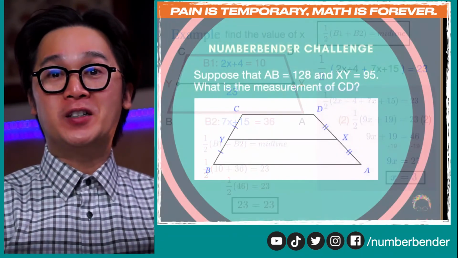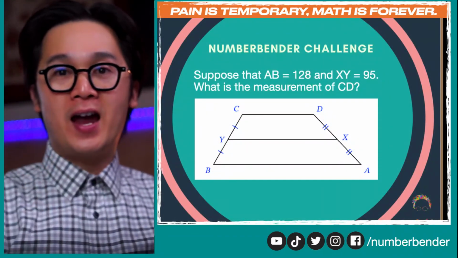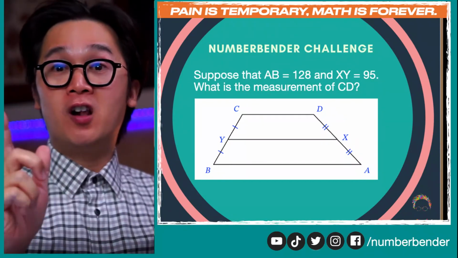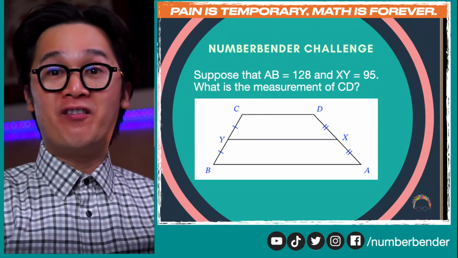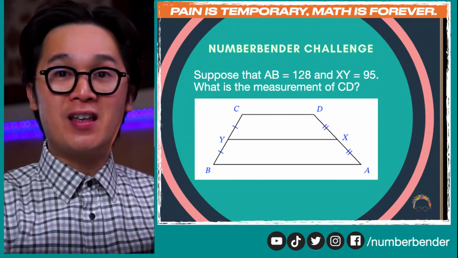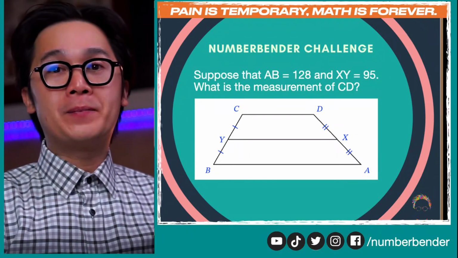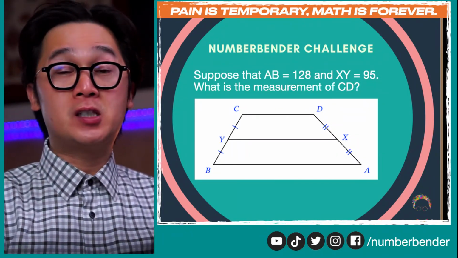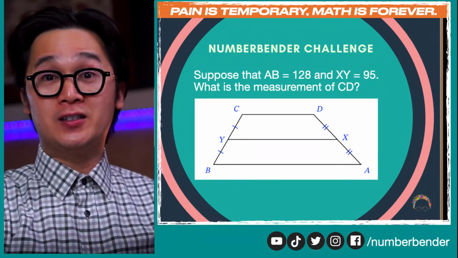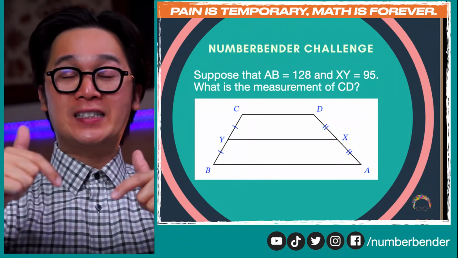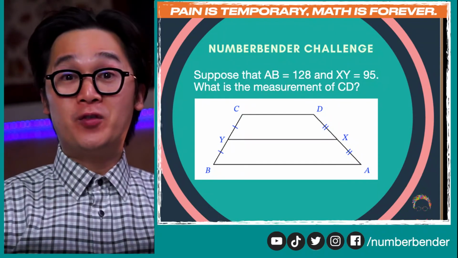So our Numberbender challenge for the day is for you to use that new skill, the midline theorem or the mid-segment theorem, to solve for line segment CD. So you're given the value of your bottom base, you're given the value of your mid-segment XY. Now, how are you going to find the value of the top base using the formula that we have just discussed in this lesson? So, comment down below. Let's see if you can find the measurement of CD based on the information that we are seeing in our trapezoid.